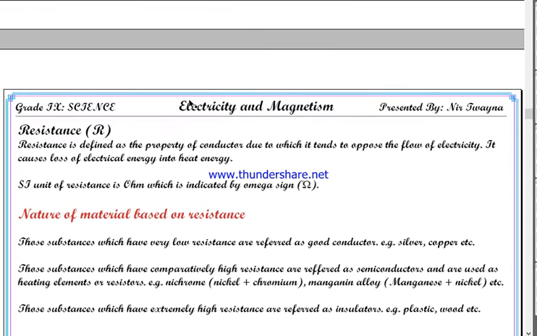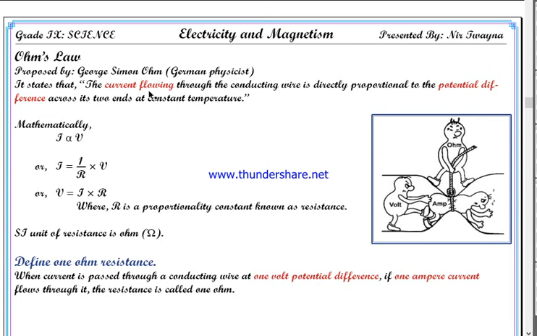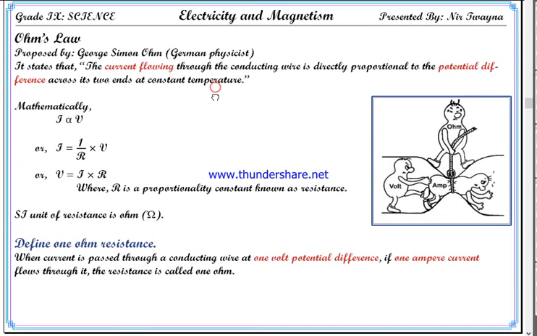So what did we study until now? We studied about Ohm's law. Ohm's law dictates the relationship between amount of electric current and potential difference, keeping the resistance constant, because in a particular wire the resistance is definitely constant, isn't it? Resistance is property of conducting wire. So keeping the resistance constant, it gives a relationship between potential difference and electric current.